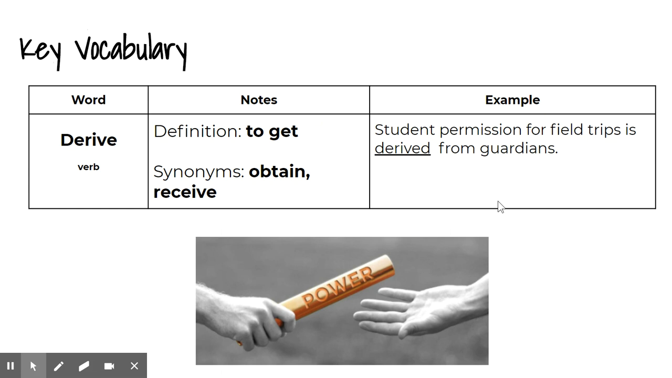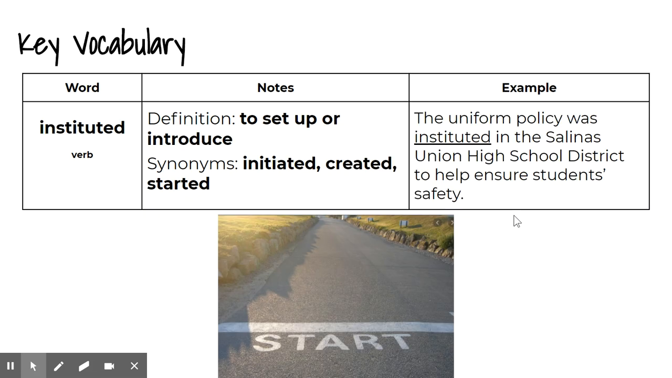The next word is derive. Derive means to get. Synonyms could be obtain or receive. Student permission for field trips is derived from guardians. So this is telling me that student permission is obtained from guardians. So the definition doesn't fit cleanly there. This word obtained fits perfectly though. It's obtained from guardians.